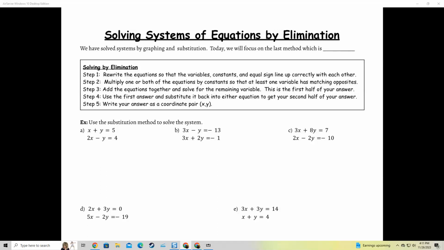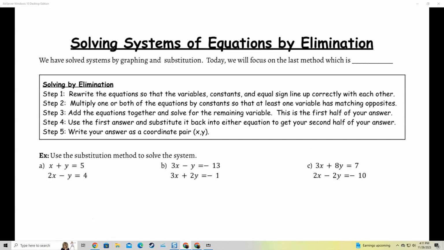All right, today's lesson is on solving systems of equations by elimination. So far, we've done it by graphing and by substitution. Last one is elimination. So today, our focus is going to be on the last method, which I just mentioned, is elimination.